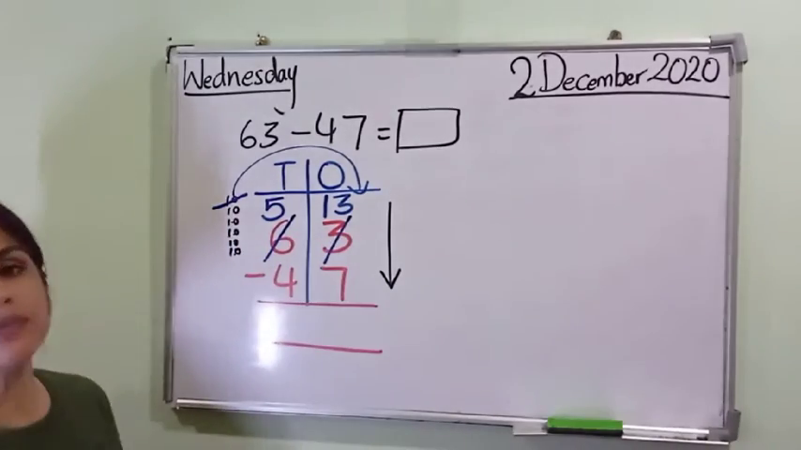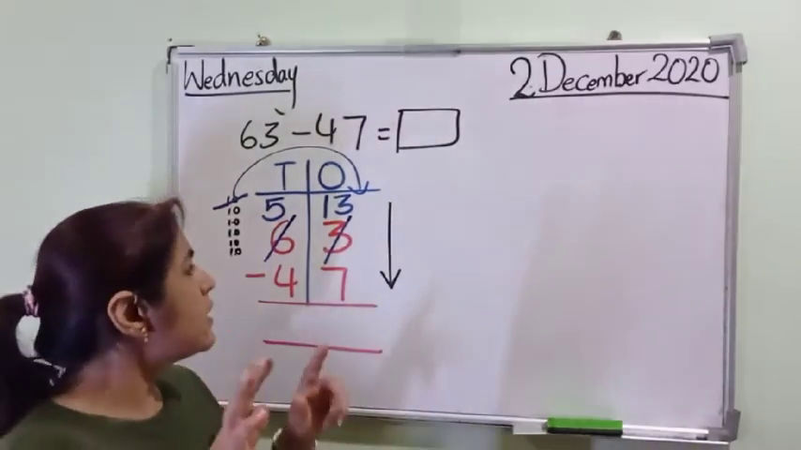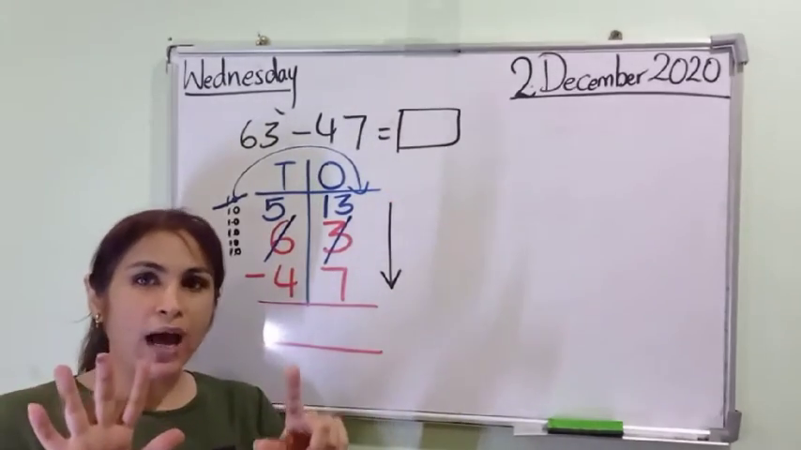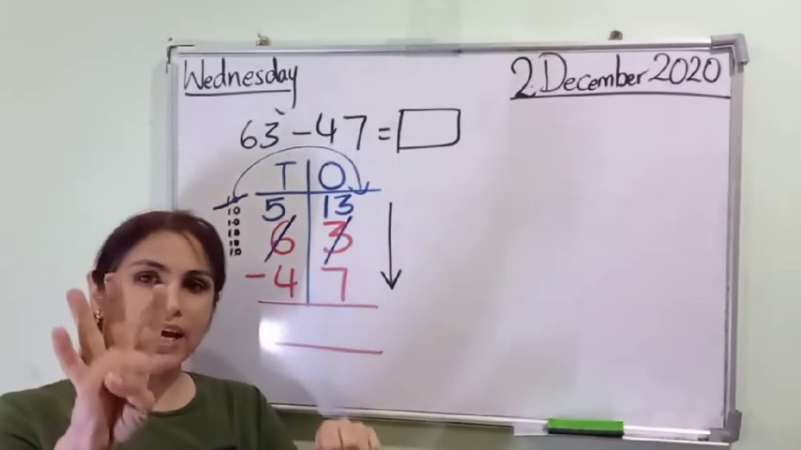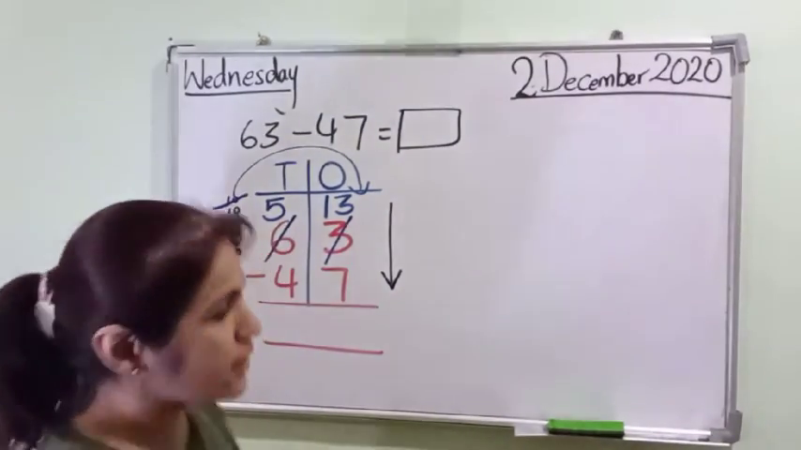Okay, so now let's focus on the equation. Hold up your 7 fingers. Keep your 13 in your brain. So backward count: 12, 11, 10, 9, 8, 7, 6. So you get here 6.